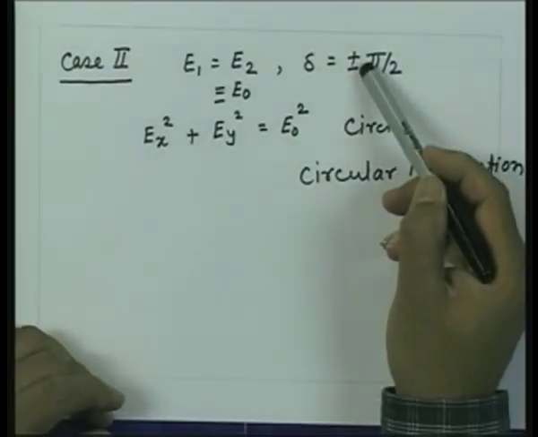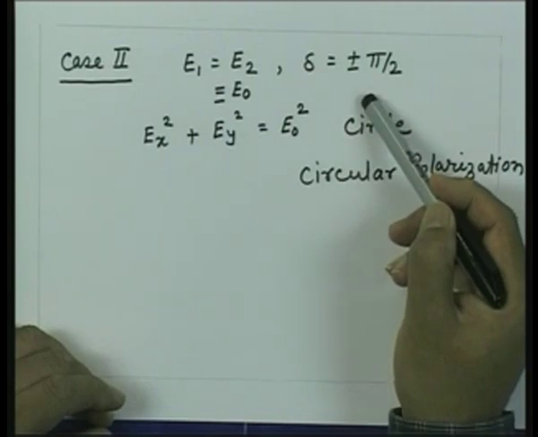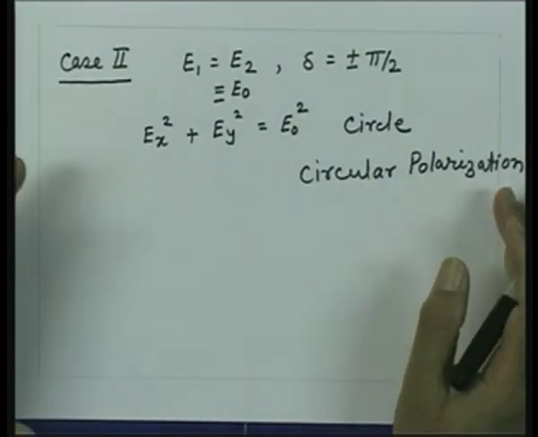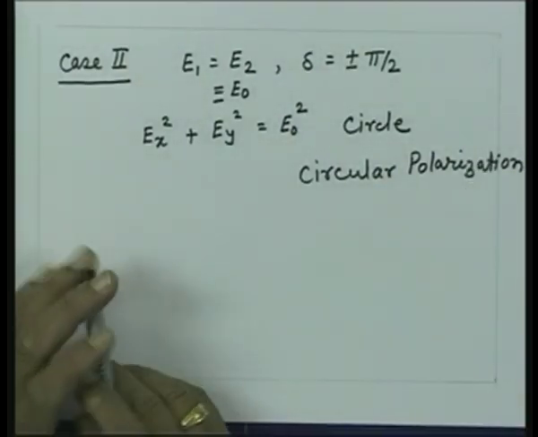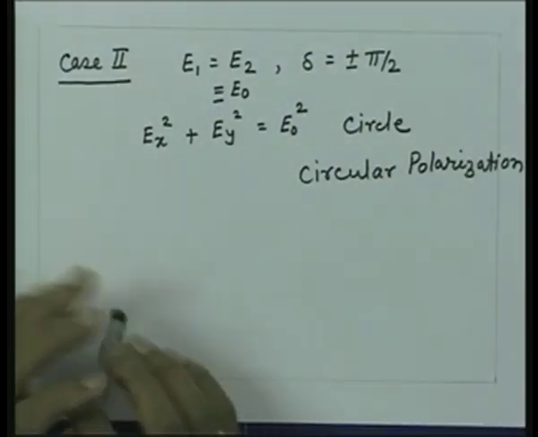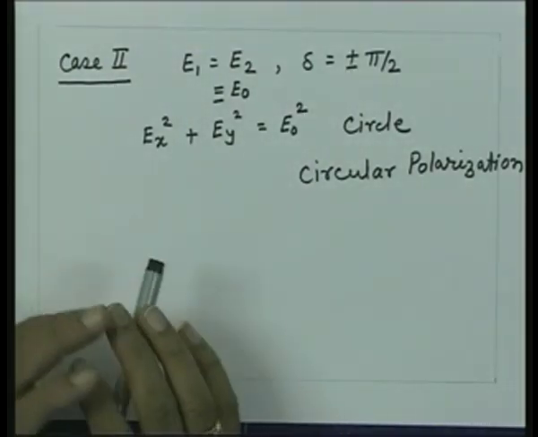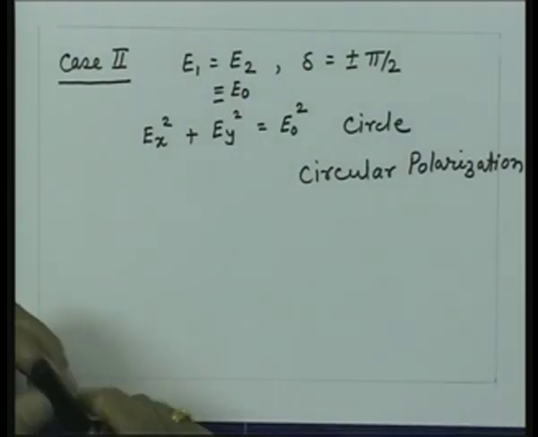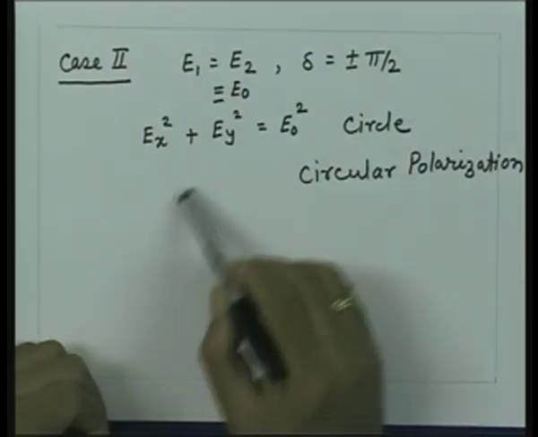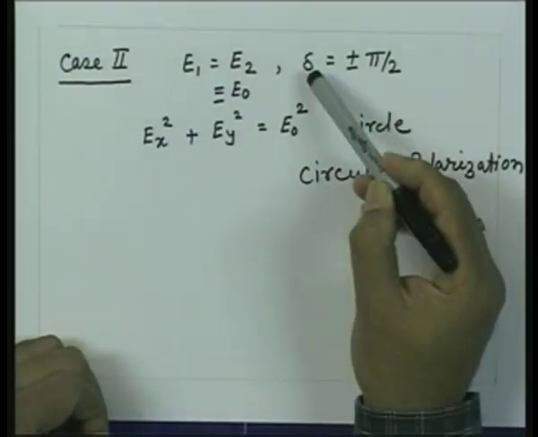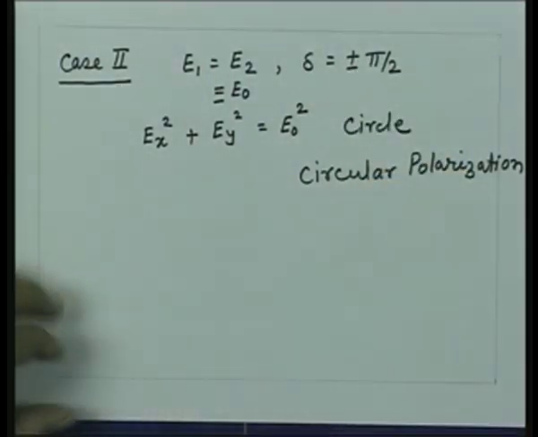If I take plus pi by 2 or minus pi by 2, would that not matter to the state of polarization, or would that mean that they represent the same state of polarization? The answer is no. Although the shape which is drawn by the tip of the electric field vector is a circle, the way this circle is drawn will depend upon the sign of this phase difference delta.